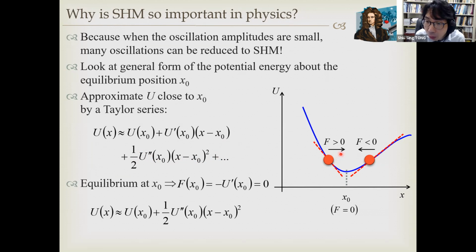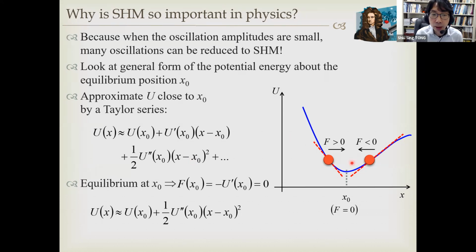But if x minus x0 is small, that is, the displacement from the equilibrium position is small, the higher order terms are negligible. So it is sufficient to approximate U up to the second order term, which is (x minus x0) squared. We neglect the third order, the fourth order; they are not important, because the displacement is small.